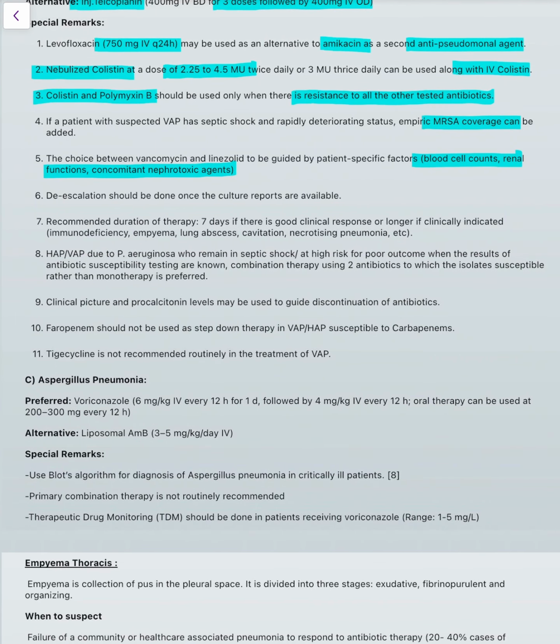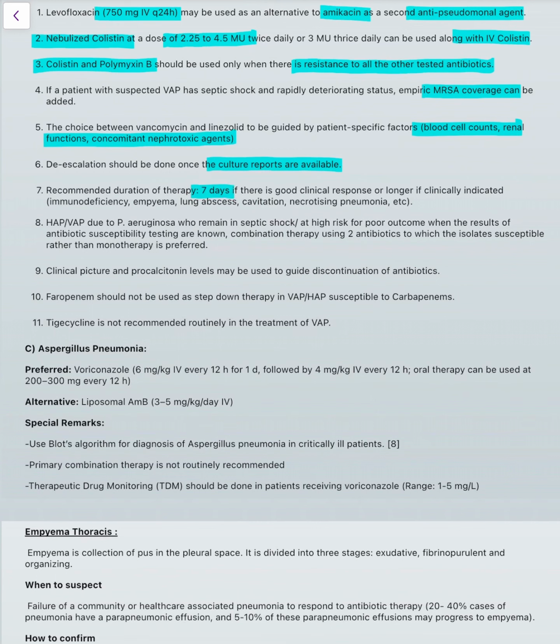De-escalation should be done once the culture reports are available, right? The antibiotic selection is based on that. The recommended duration of therapy is 7 days if there is a good clinical response, or longer if clinically indicated, like immunodeficiency, or if the empyema patient has landed up in lung abscess, cavitations, necrotizing pneumonia, etc. So usually 7 days; a shorter regimen is preferred here because of antibiotic resistance and antibiotic abuse.